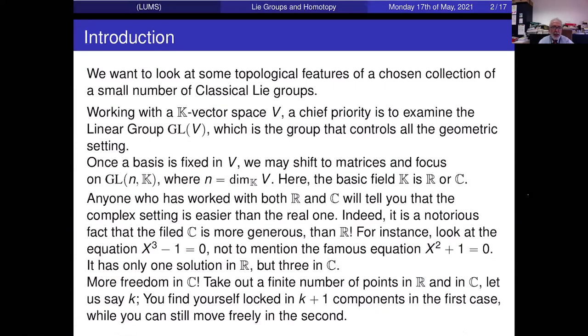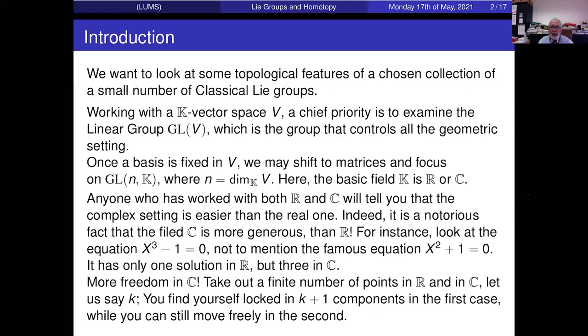Once a basis is fixed in V, we may shift to matrices and focus on the group GL_n of K, where n is the dimension of V as a K vector space. Here, the basic field is R or C. Anyone who has worked with both R and C will tell you that the complex setting is easier than the real one. Indeed, it is a notorious fact that the field C is more generous than R.